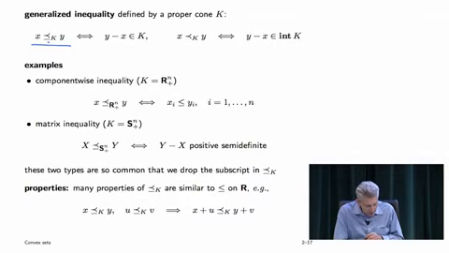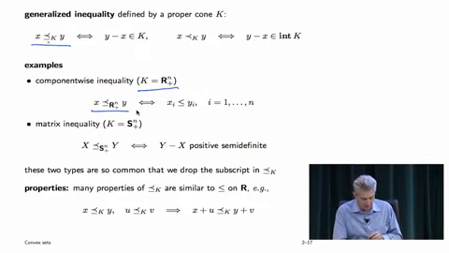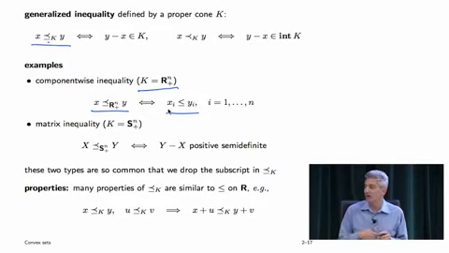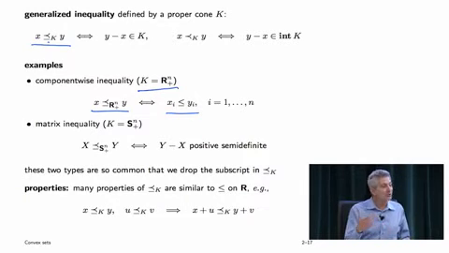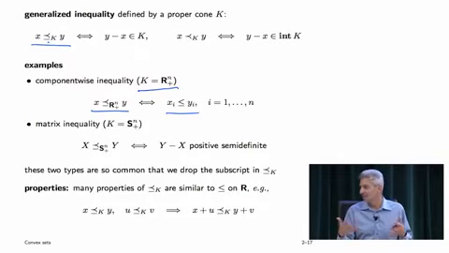And so for example, if I take the cone as R+^n, then this inequality here means simply that you have component-wise inequality. It means that, technically, y minus x is in the non-negative orthant. Non-negative orthant is all vectors with all entries non-negative. So that means this, right?